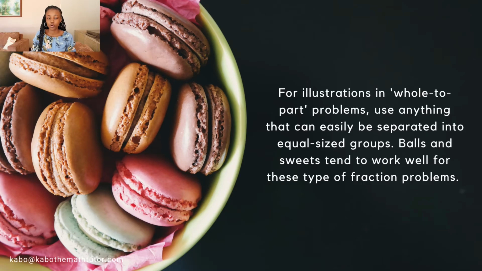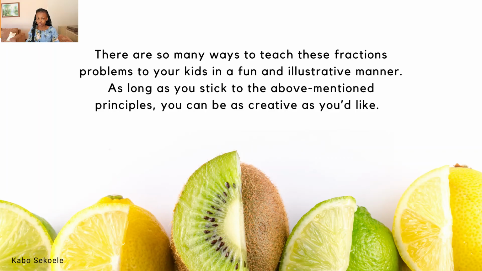So what you can do is to help your child visualize this kind of situation using anything that can be split into smaller but equal groups. You can take a bunch of sweets, you can take a group of balls, you can take just anything that can be split easily. Personally, I use the sweets illustration because kids like sweets and they can relate to a large group of sweets being separated into smaller but equal groups. So typically that works very well for me, but you can be creative. As long as you follow the principles of these two types of fractions, you can do whatever works. You can be as creative as you'd like.